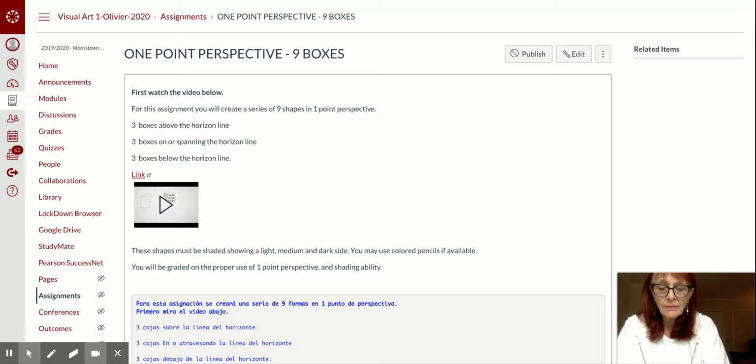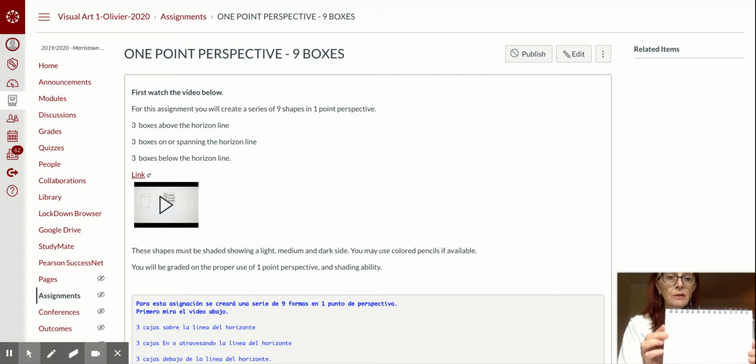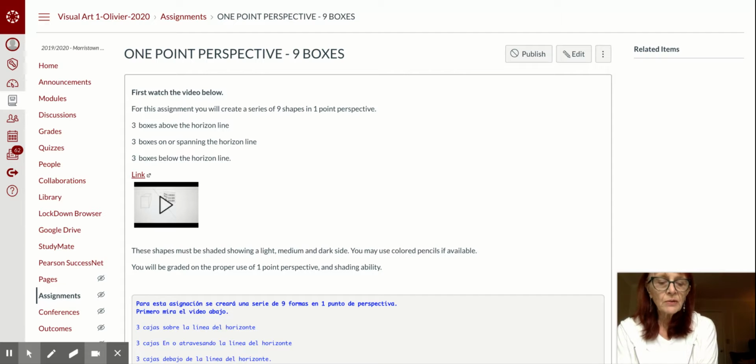For this assignment, you will first draw a horizon line. That's a horizontal line, like so. Can you see this? That's the horizon line. It's also actually your eye level, and it moves up and down with you, depending on if you're sitting or standing. I want to show you an example.